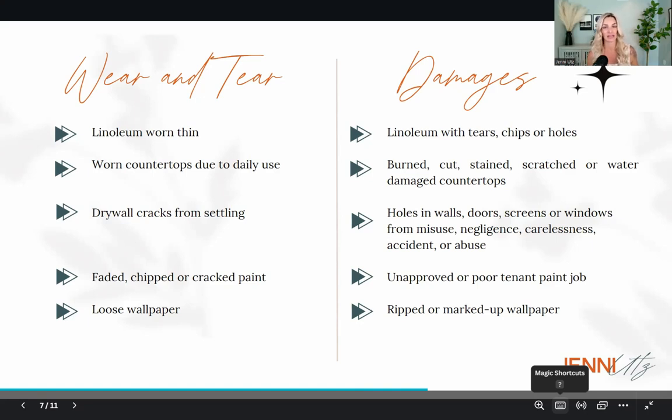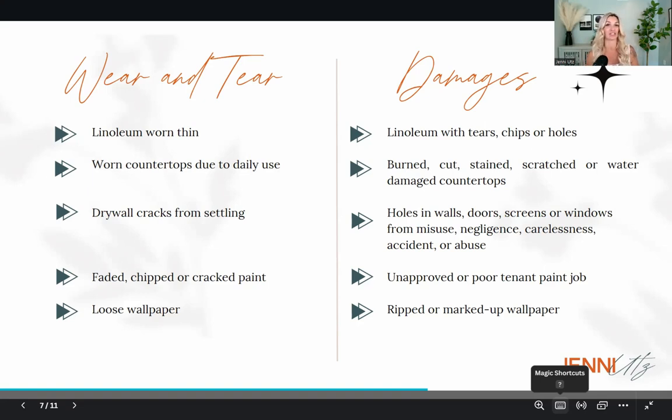So just getting constant eyes on the property really helps alleviate not only the wear and tear and understand what you might have at the end of that lease, but potential damages that you might be able to spot early on versus waiting till it truly becomes an issue.